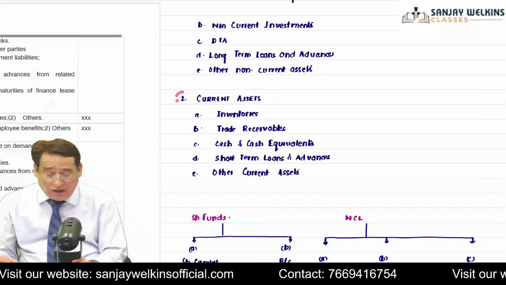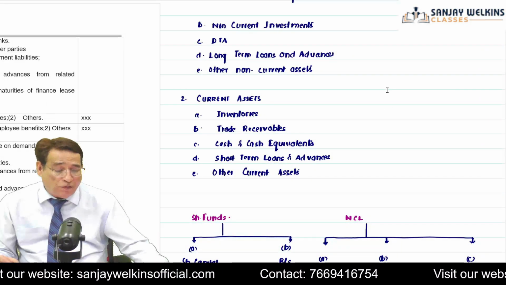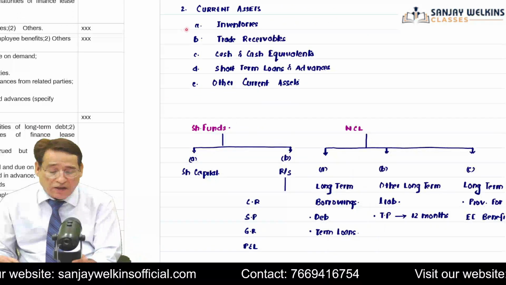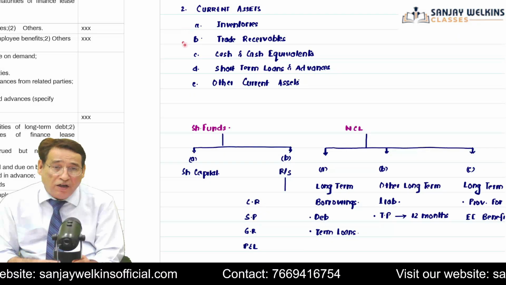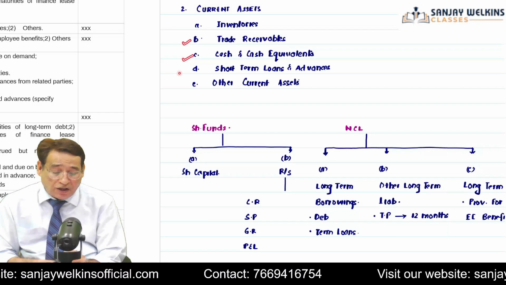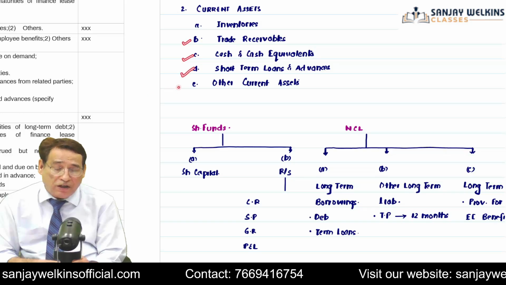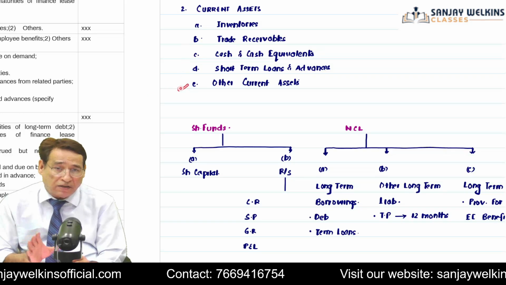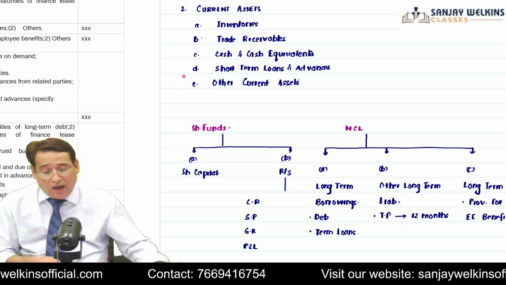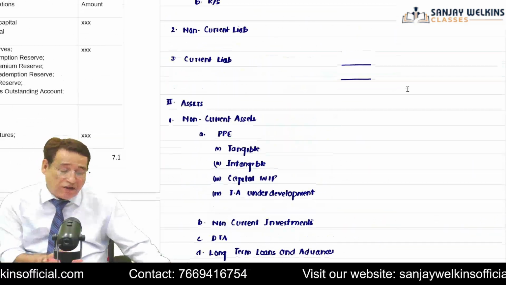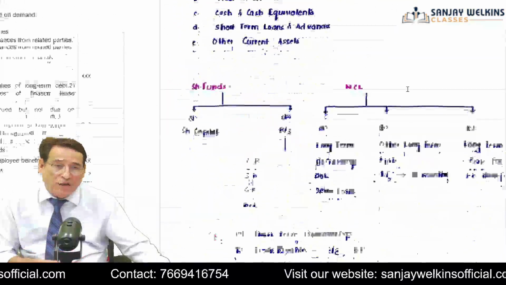Then there are current assets. I need not talk much about current assets. You know that current assets comprise inventory, trade receivables, cash and cash equivalents, short-term loans and advances and other current assets. Is it clear to you? Actually, here I have written in this balance sheet only the major heads. Is it clear to you?